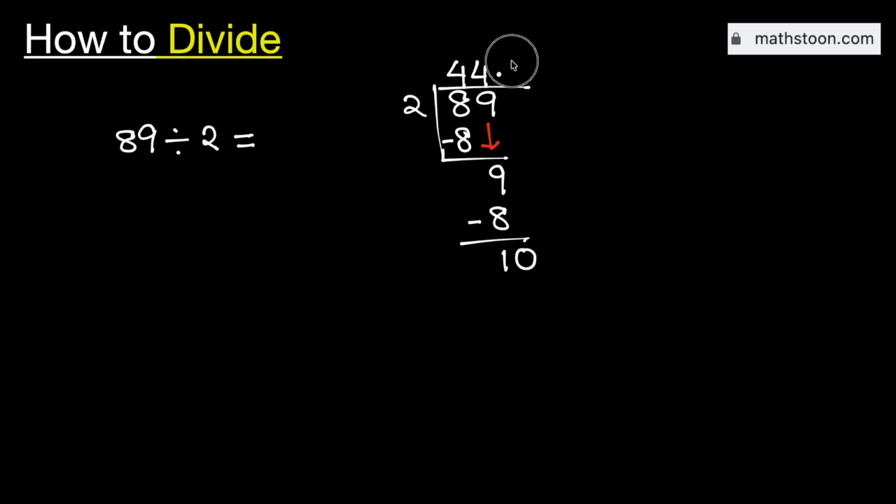And we know that 2 times 5 is 10. If we subtract, we get a 0. Now as we have obtained the number 0, so we will stop. Therefore 89 divided by 2 is equal to 44.5, and this is our final answer.